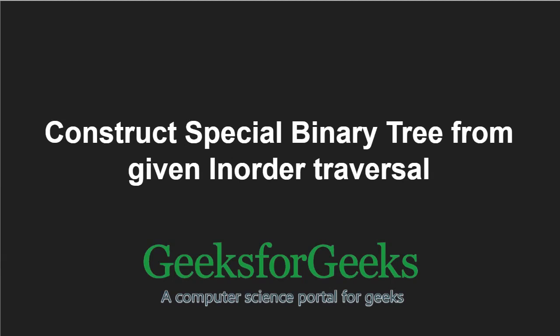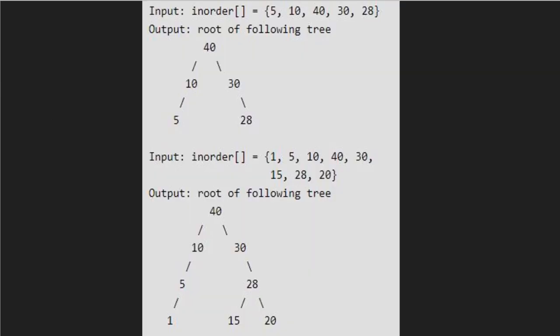In this video, we are going to understand the program which constructs a special binary tree from a given in-order traversal. First, let us take an example. The maximum element in the given array must be the root. The elements on the left side of the maximum element are in the left subtree and the elements on the right side are in the right subtree. Now, let us see the algorithm which will assist us in constructing the tree.